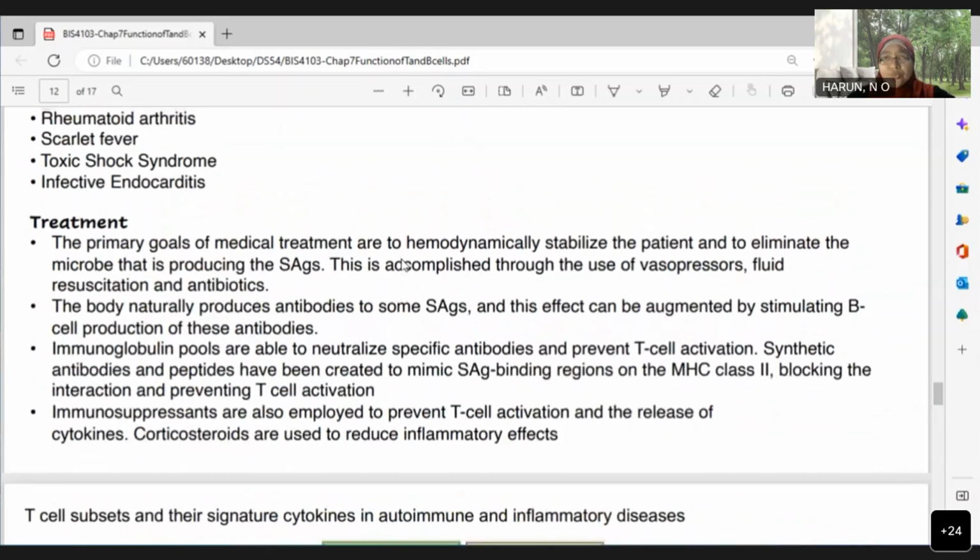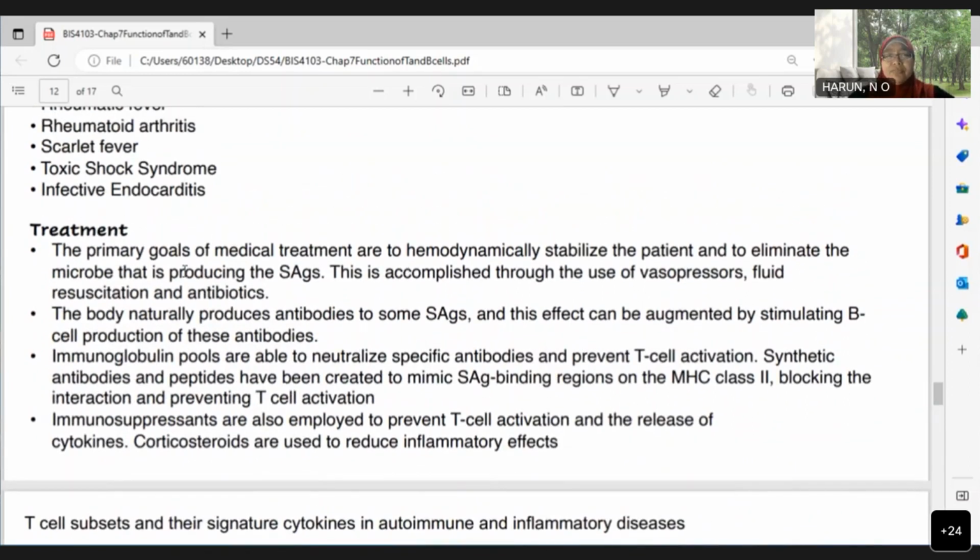What should we do? Okay, the primary goals of medical treatment are to hemodynamically stabilize the patient and to eliminate the microbe that is producing the SAG. That is all that can be done. This is accomplished through the use of vasopressors, fluid resuscitation and also antibiotics. Okay, that is among the treatments commonly used to stabilize the patient.